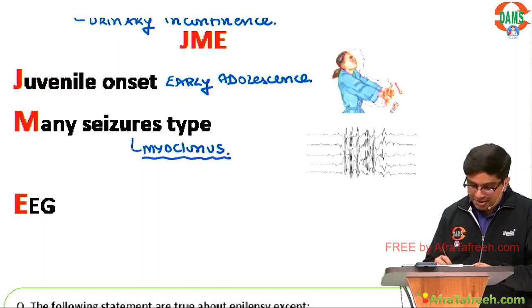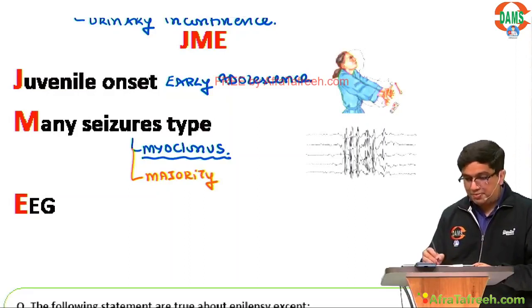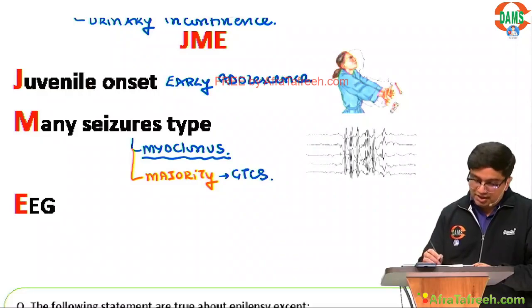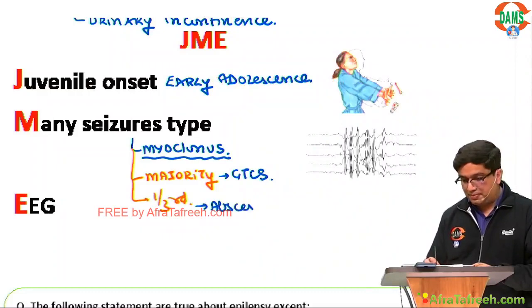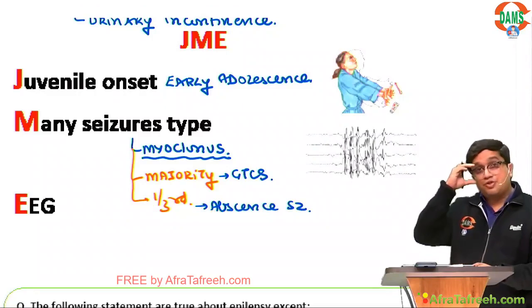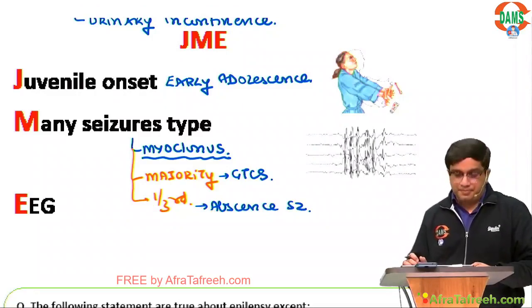The majority of these patients, if left untreated, would develop an episode of GTCS as well, and 1/3 of these patients could even have an absence seizure. So many seizure types are seen in a patient who is having a juvenile onset of seizure disorder, that's juvenile myoclonic epilepsy, or the JME.